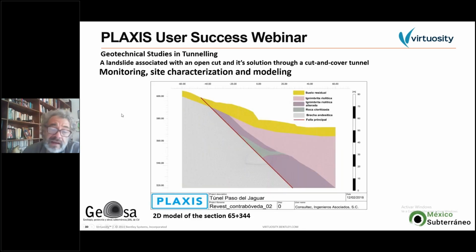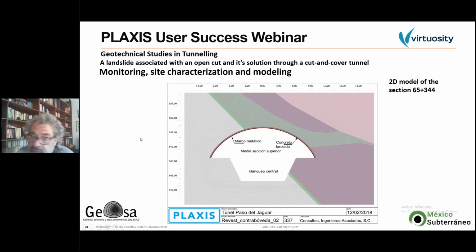And this is the 2D model that we made of this cross section. The objective of this model was to calibrate the behavior of the model with the monitoring results in order to create a realistic geomechanical scenario of the problem and the excavation. This was done before the tunnel was completed. So with this model, we could analyze and then design the remaining stages of excavation, as well as the support systems, as well as the final lining structure.